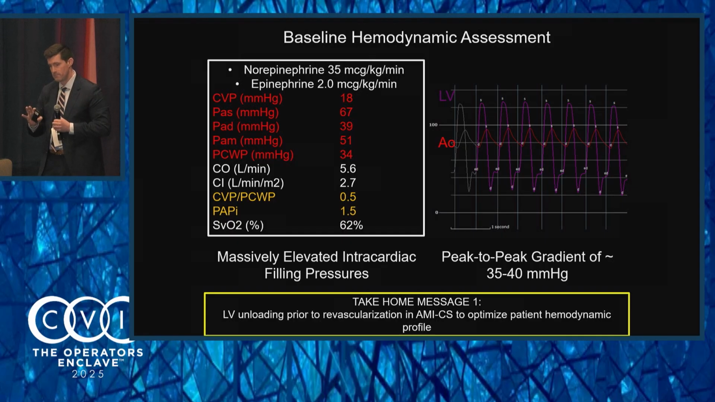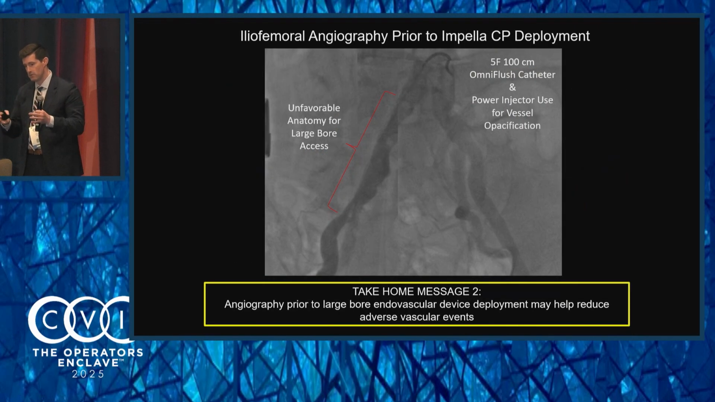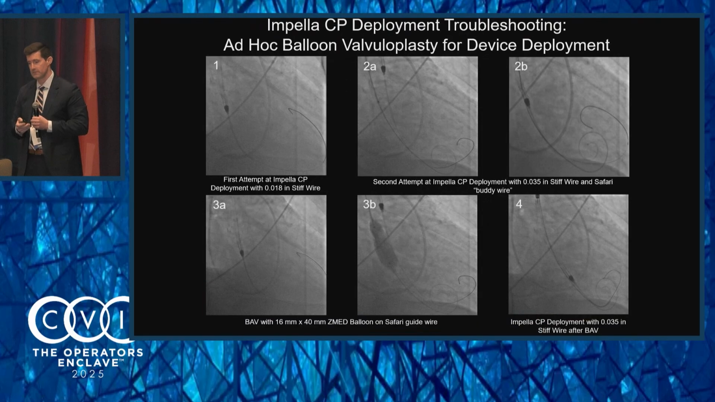And you can see massively elevated intracardiac filling pressures here. That represents a biventricular failure phenotype. And not only that, he's also on norepinephrine as well as epinephrine. So the take-home message here is how best to optimize somebody like this prior to proceeding with any type of intervention. And so taking a look at his iliofemorals, we thought that really the right side would probably be unfavorable, left side more favorable for any type of large bore vascular access.